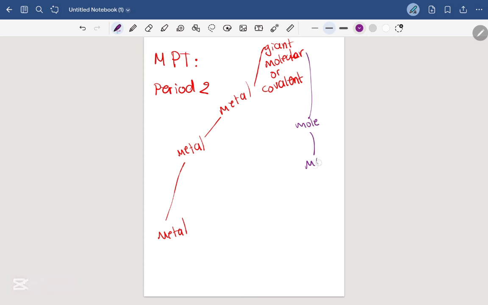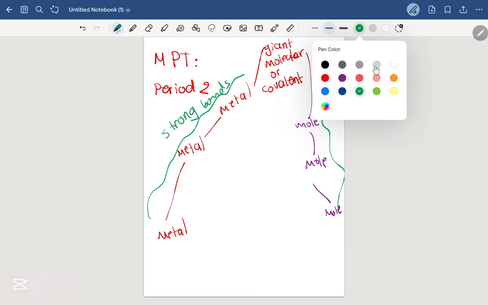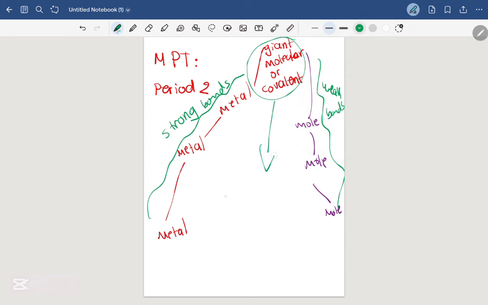Now, why does it increase from metals and then it decreases for the molecular? First thing, because metals are what? Metals have metallic bonds, which are really strong bonds, so they require a lot of energy to break them, and to get a lot of energy we need a lot of heat. Whereas molecular have very weak bonds, right? And because of the weak bonds, they don't need too much energy in order to break them. Now this leaves us with the giant molecular, which has the strongest bonds. Perfect.